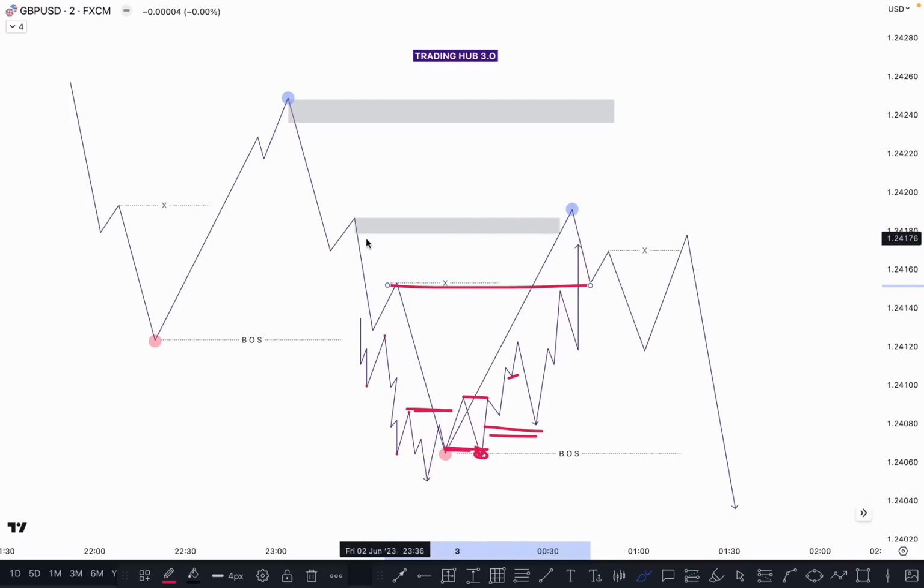And the same principle is applicable here. If the market taps here on your decisional POI and creates this one, and after this what happened here?